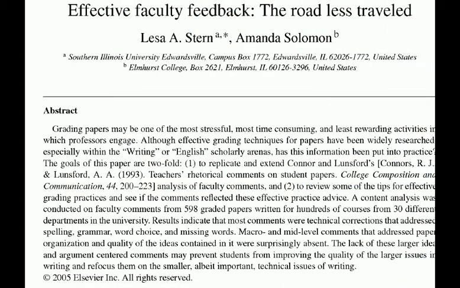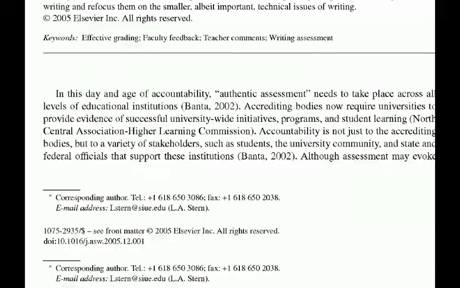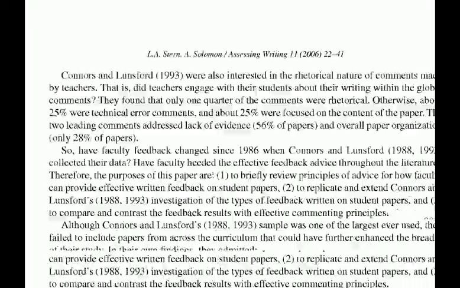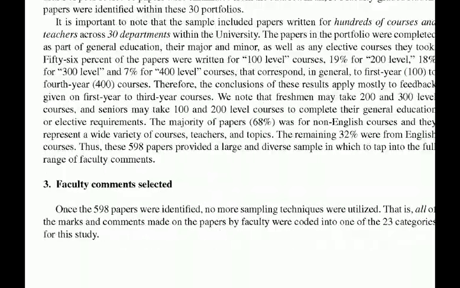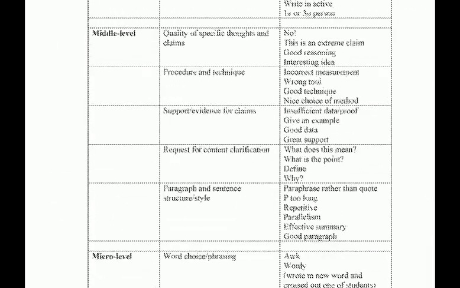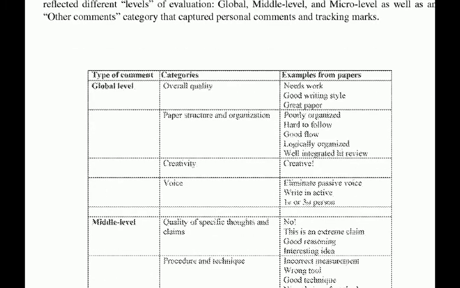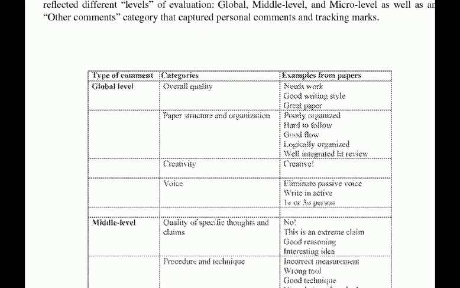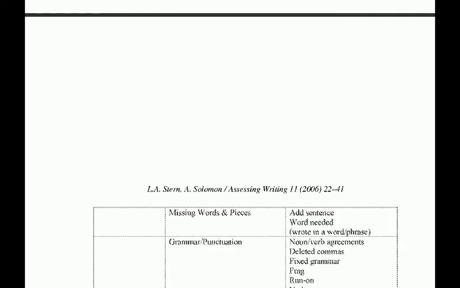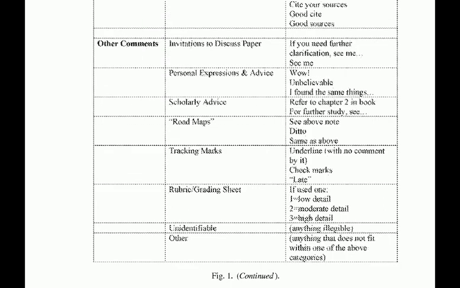Stern and Solomon wrote a paper in 2006, Effective Faculty Feedback, The Road Less Traveled. They conducted a study on faculty feedback to writing. I won't get into the details of the study, but I want to scroll down to the method they used in analyzing teachers' responses to students' writing. They divided responses into 4 categories: the global level, the middle level, and the micro level, and finally the other comments.